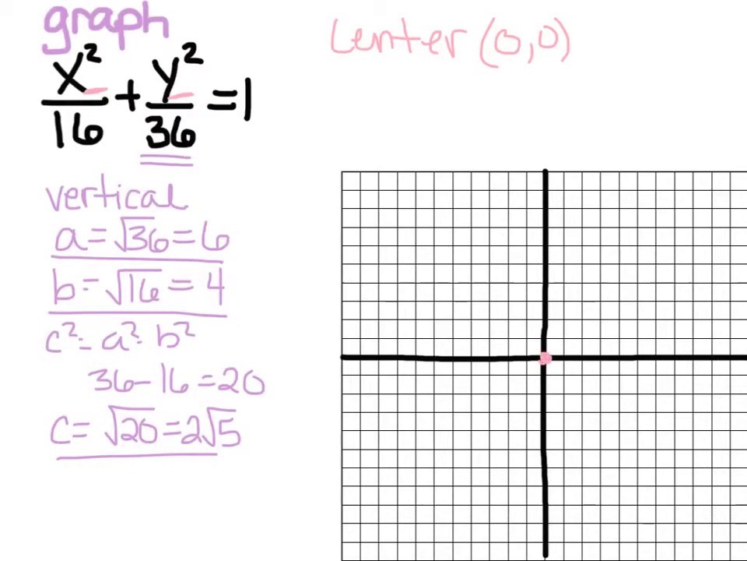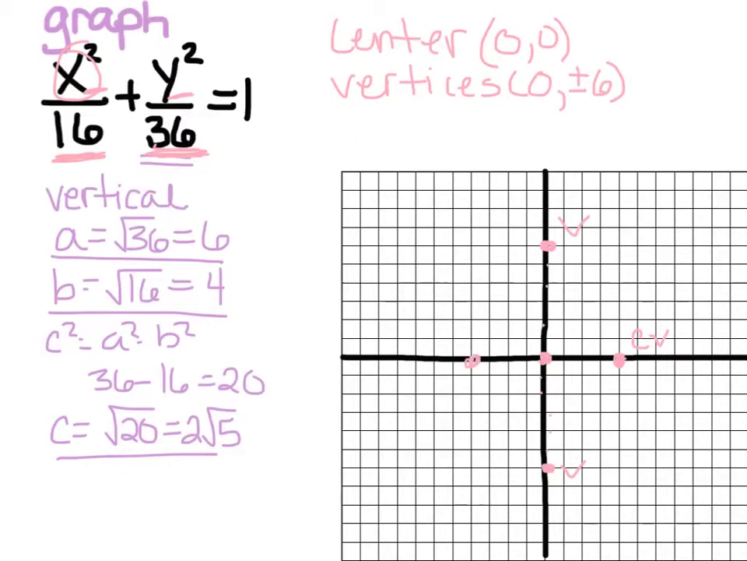Then, in the y direction, we're going to go 6 units up and 6 down, and put our vertices. I'm going to put V's by them. So if we had to write them down, these points are at (0, 6) and (0, negative 6). So I'm going to put plus or minus to save space. Okay, now in the x direction, we're going to go 4 units, left and right. And those are our co-vertices.